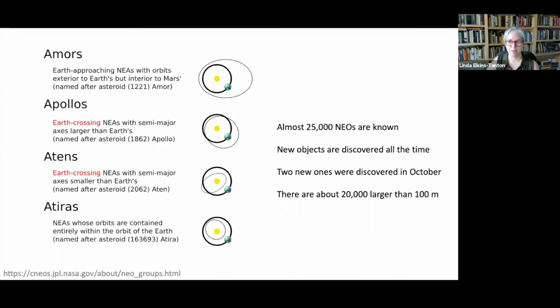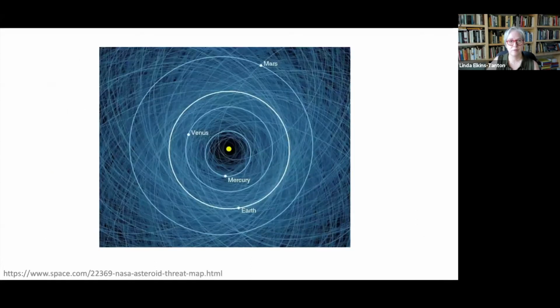Almost 25,000 near-Earth objects are known. New objects are discovered all the time. 2 new ones were discovered in October, and they're about 20,000 larger than 100 meters. And so here's a picture of the orbital paths of the near-Earth objects just as of 2014. You can see why tracking near-Earth objects is a major priority for NASA, and especially finding the smaller ones, those under 1 kilometer. We are a bit vulnerable. It's a very busy and crowded inner solar system.